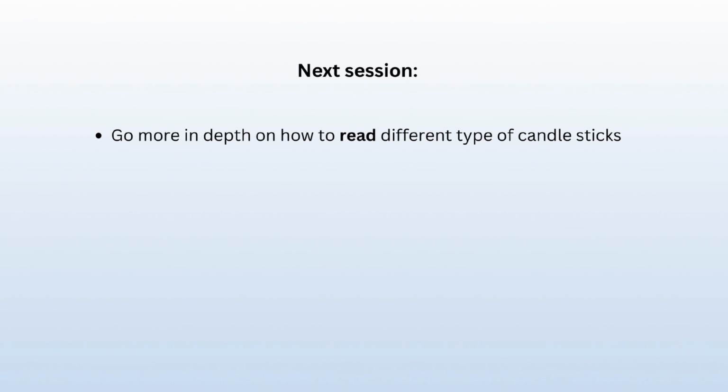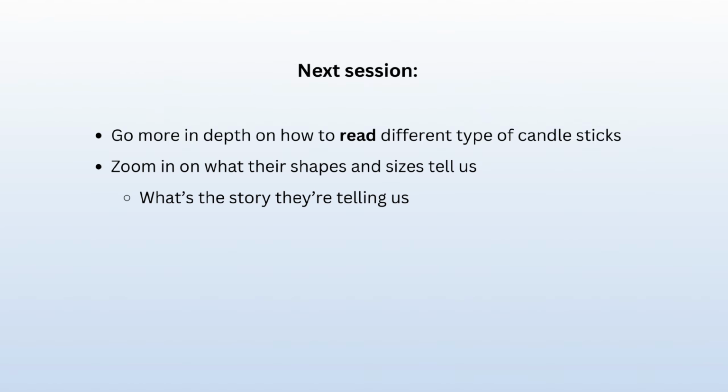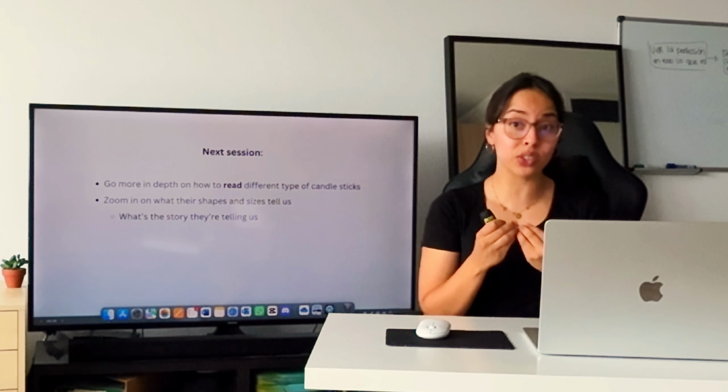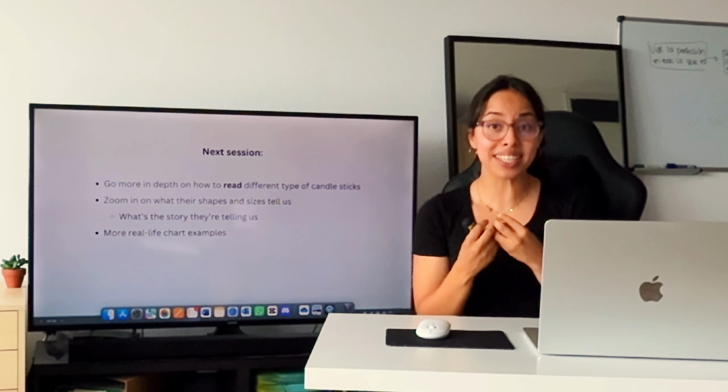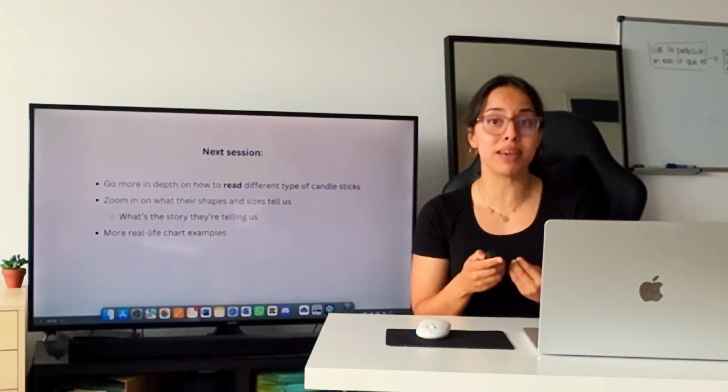And this is it for today's chapter. But what about next session? In the next session, we're gonna go more in depth on how to read different types of candlesticks. We're gonna zoom in on what their shapes and sizes tell us. And more specifically, we're gonna talk about what's the story that they're telling us, because as we just saw, there is a story that we need to decode. We're also gonna be looking at more real life chart examples because I want to make this as applicable as possible. I really wanna make the theory stick.